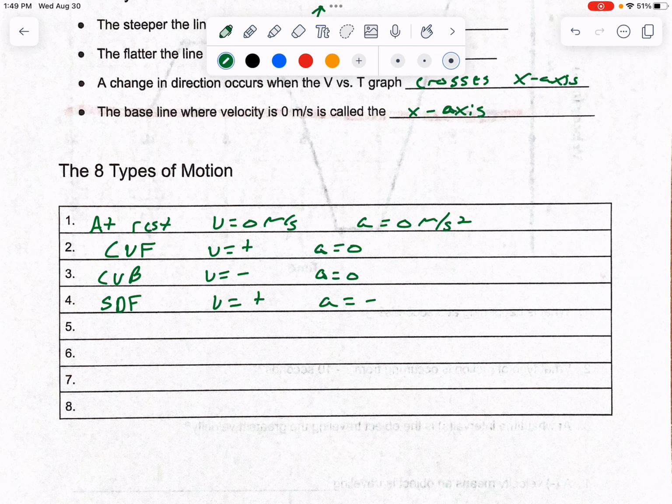So like if you're in a car, you have a forward velocity and you pump the brakes, your acceleration is not going to go with you. It's going to go against you to slow you down. It's going to decelerate you. So acceleration has to be negative. It's going to be the opposite.